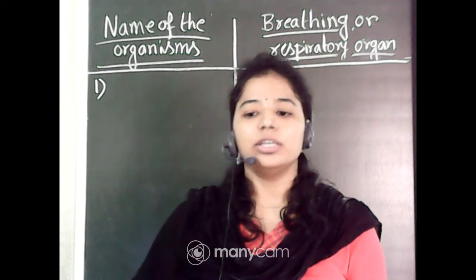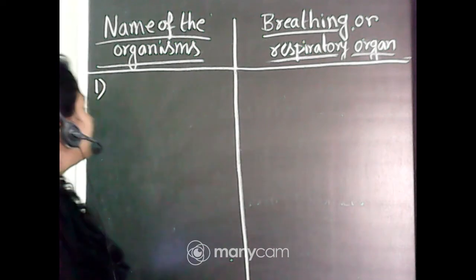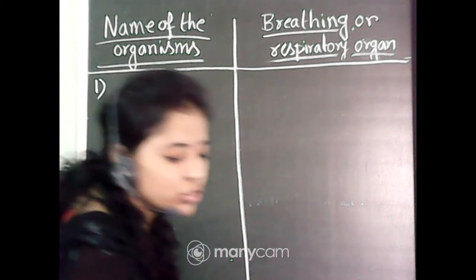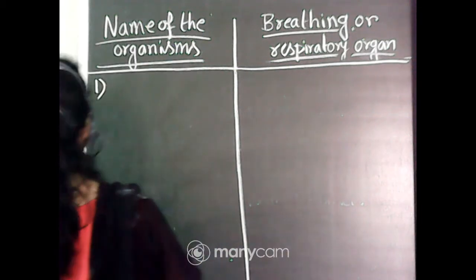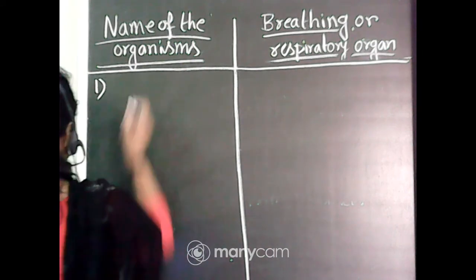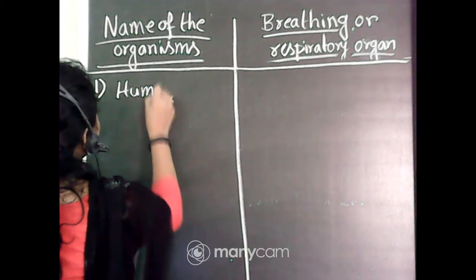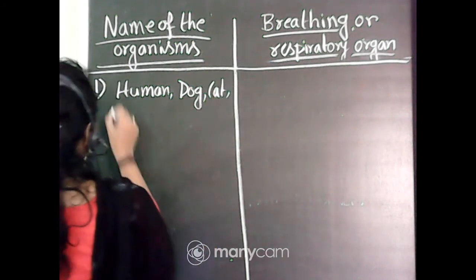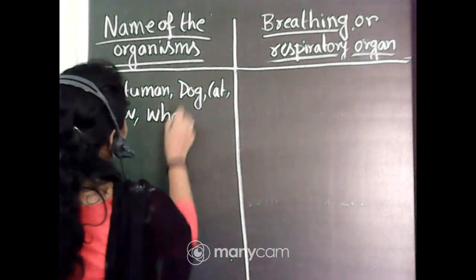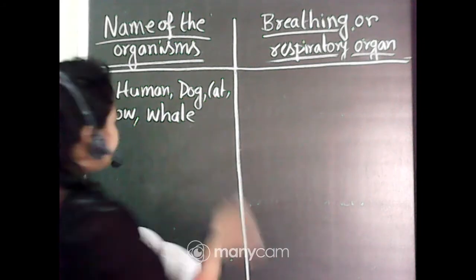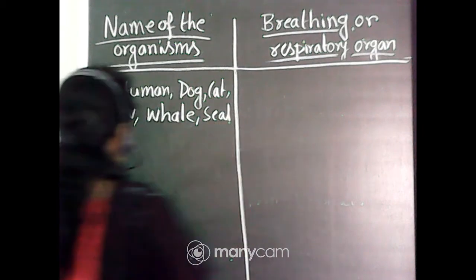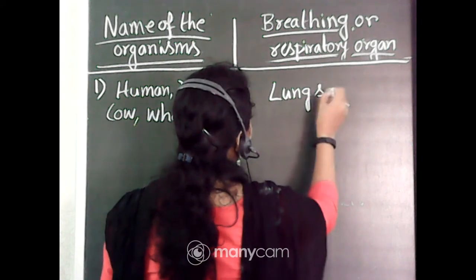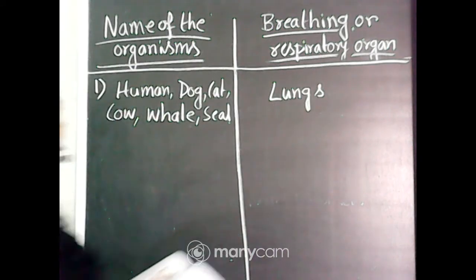Now, you can see on the board that I have made a table of two columns: name of the organisms, and breathing or respiratory organs. Try to note it down, students. First, human, dog, cat, whale, seal. These organisms all have lungs. Lungs are the main respiratory or breathing organ of these organisms.